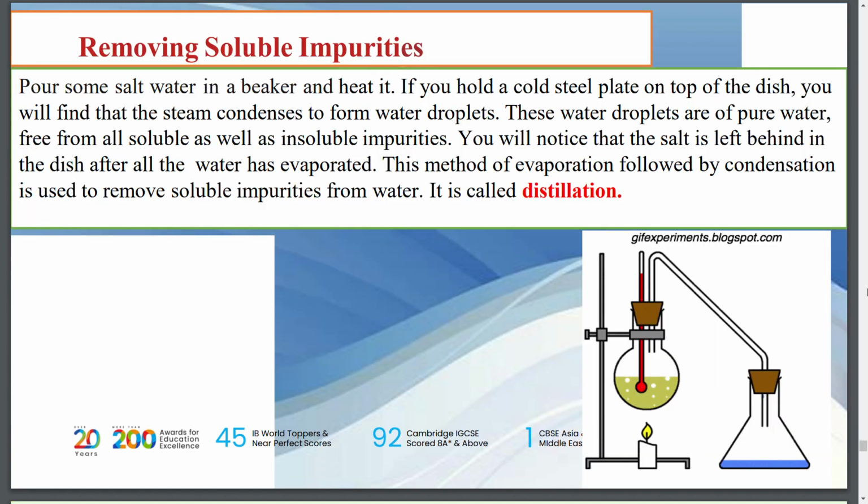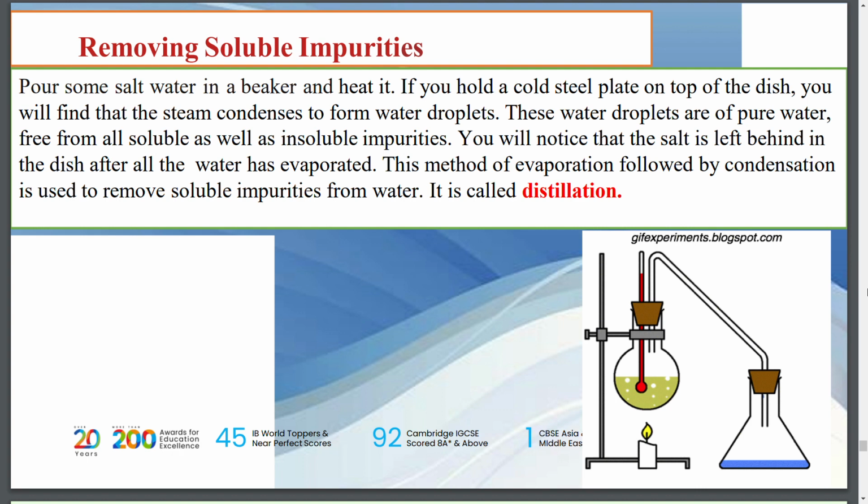We have learned now how to remove insoluble impurities. Now, how to remove soluble ones. Pour some salt water in a beaker and heat it. If you hold a cold steel plate on top of the dish, you will find the steam condenses to form droplets. You know droplets, right? These droplets are pure water, free of all soluble as well as insoluble impurities.